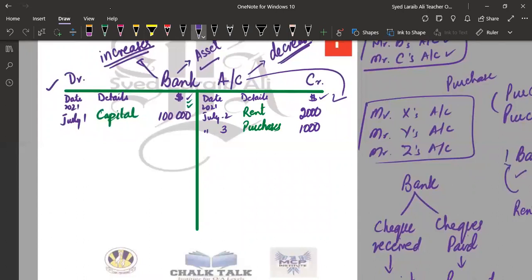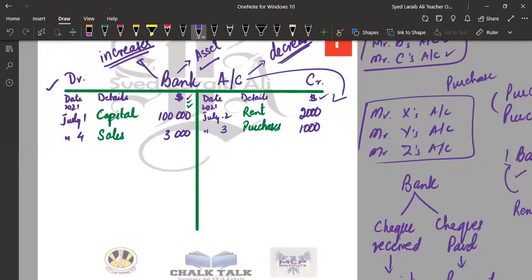In the same way, let's say the business sold goods on cash. The amount was deposited directly into the bank. So I could say that the business had sold goods and received the amount in the bank. So here, the bank has increased. So it should be recorded on the debit side. So how are we going to write it? On July 4th, the bank amount has been debited by 3,000, that the bank has increased by 3,000 against sales.